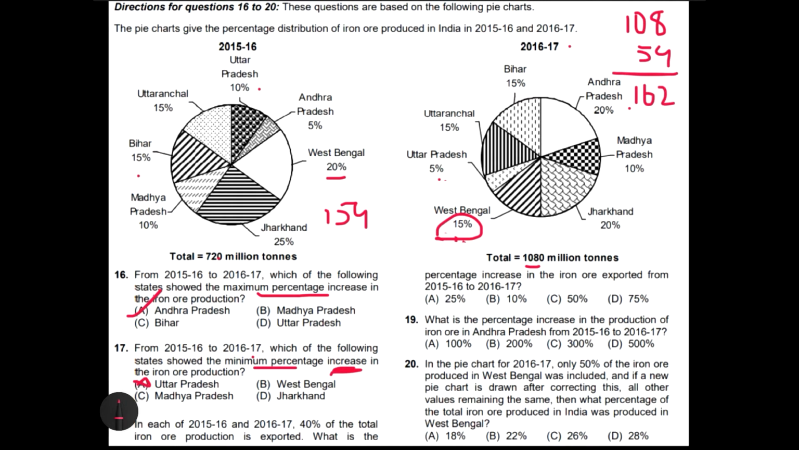So now I see a slight increase. And what is this increase? This increase is 162 minus 154, that is equal to 8. So 8 upon the previous value, that is the value of 15-16, that was 154, multiplied by 100 will give me the percentage increase in the iron ore production.